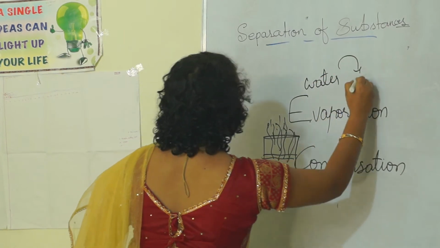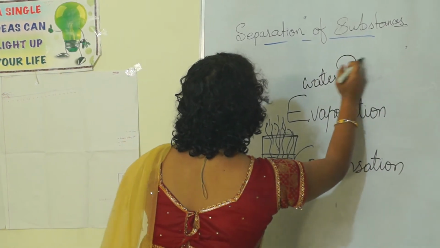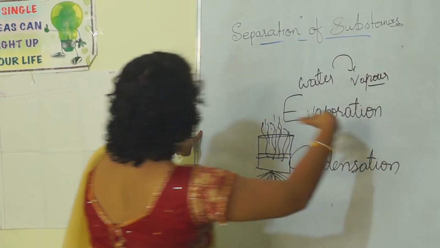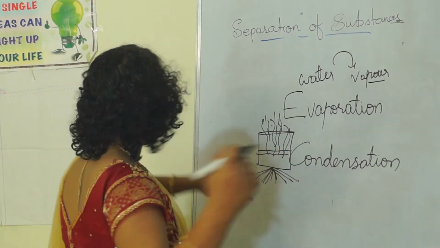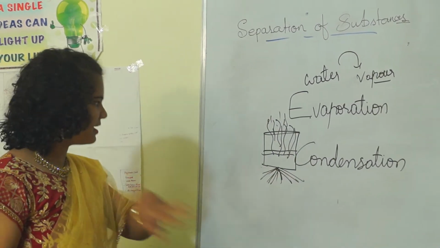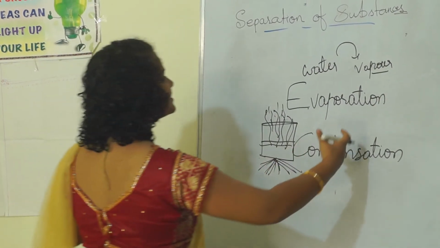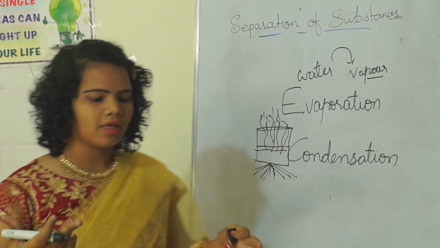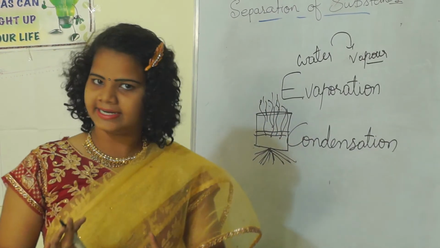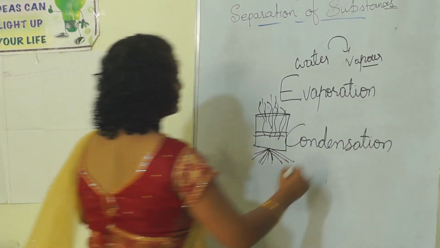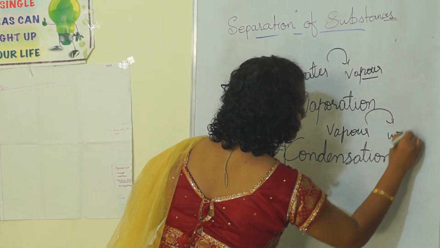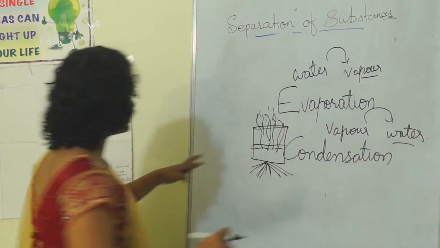Let's write it down here for better understanding. Conversion of water into vapor is called evaporation. And now you have the condensation process. What is the process of condensation? Condensation is the conversion of water vapor into water. It is nothing but the conversion of vapor into water.